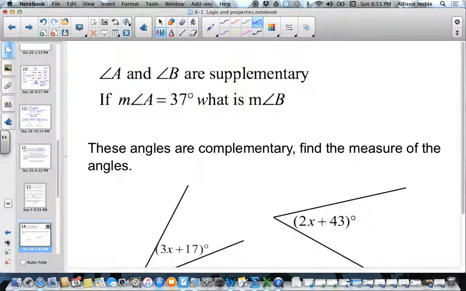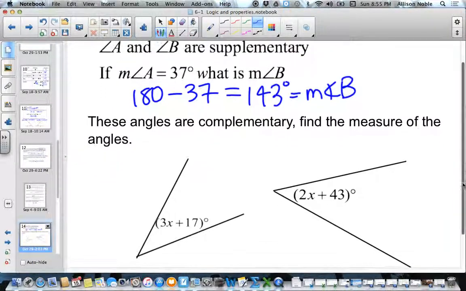Okay, yeah, so a couple little problems with that. Angle A and B are supplementary, that's the information that is given, and they give us the measure of angle A, and we want to find the measure of angle B. We would simply just do 180 minus 37, because we know supplementary means that they add to 180 degrees, which would give us that our angle measure would be 143 degrees. So that is equal to the measure of angle B.